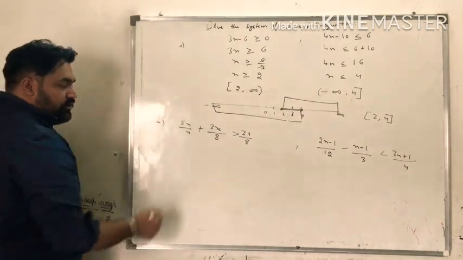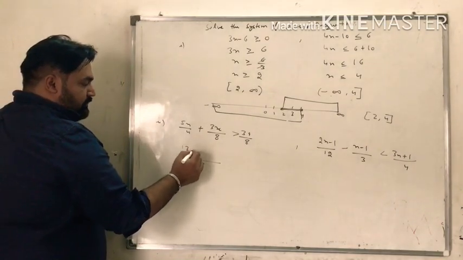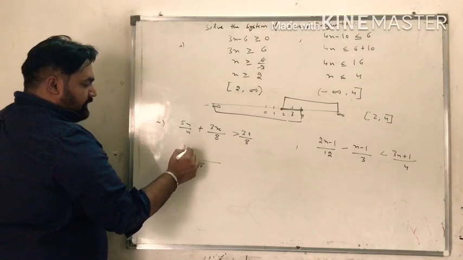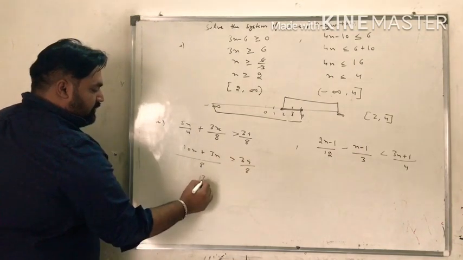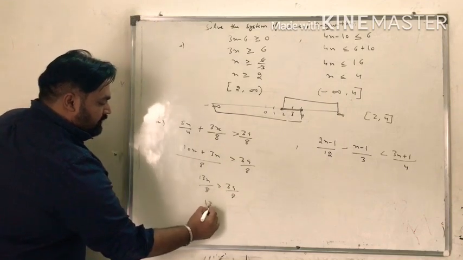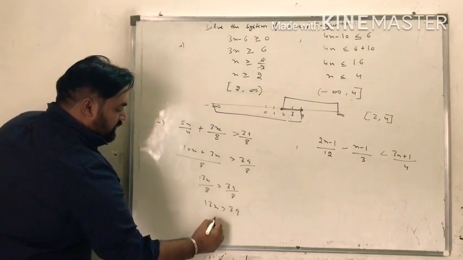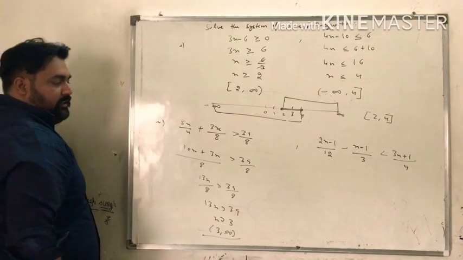Similarly, in the second question, we take the LCM 8. So this becomes 10x plus 3x greater than 39 upon 8. 13x upon 8 greater than 39 upon 8. 13x greater than 39, x greater than 3. So the answer is 3 to infinity.